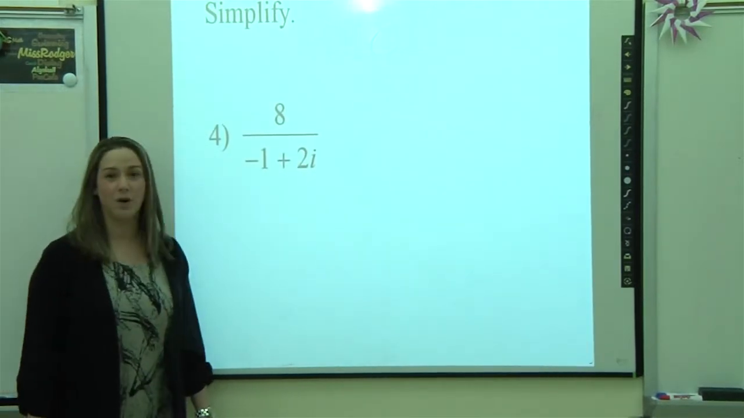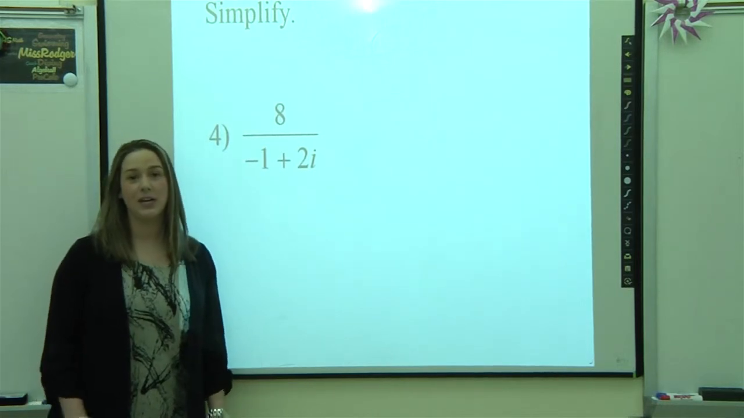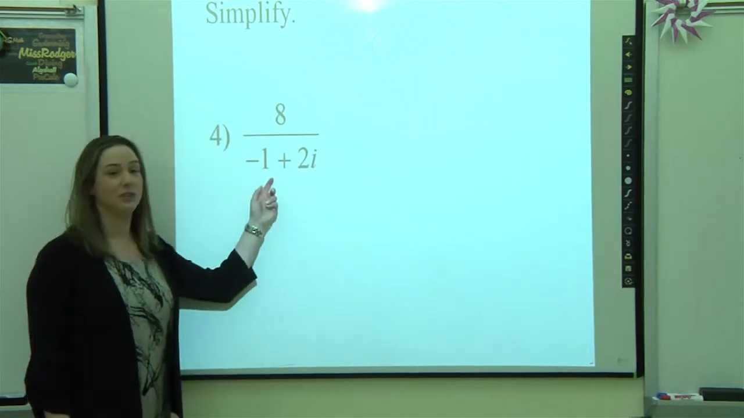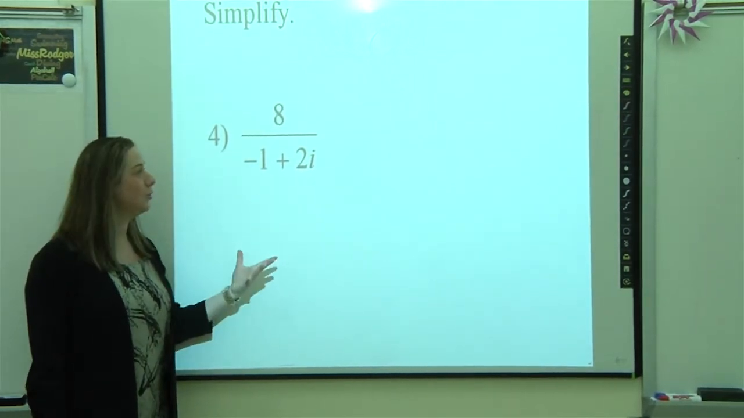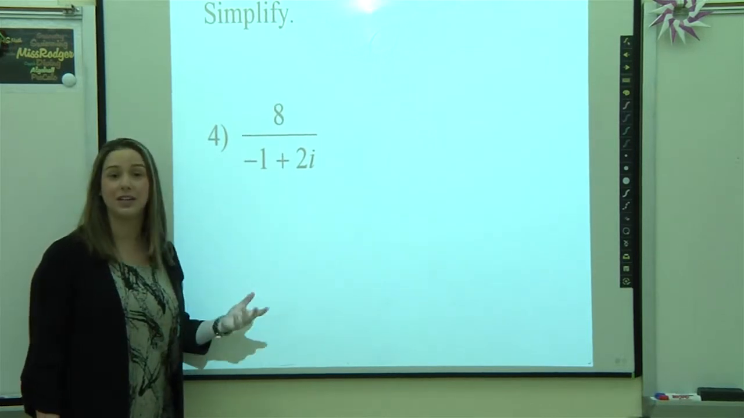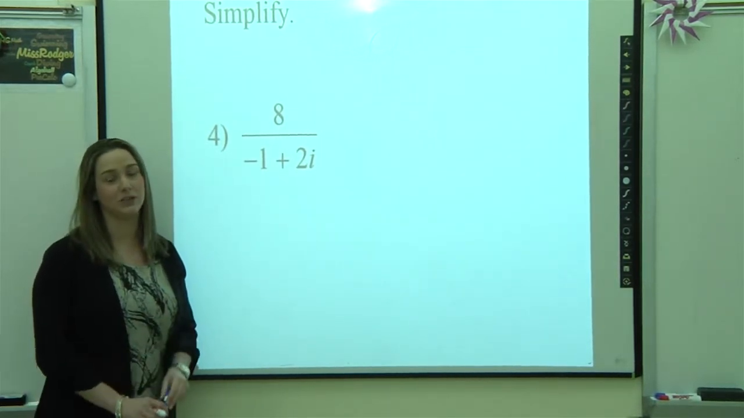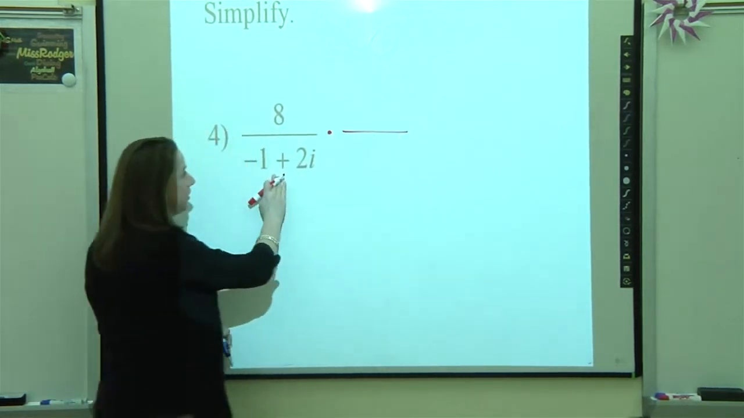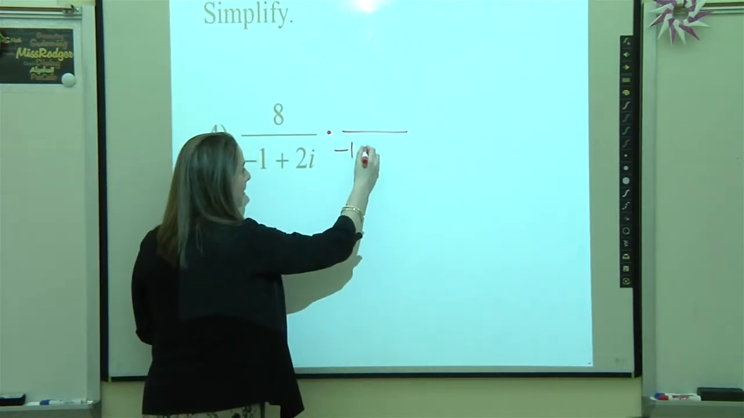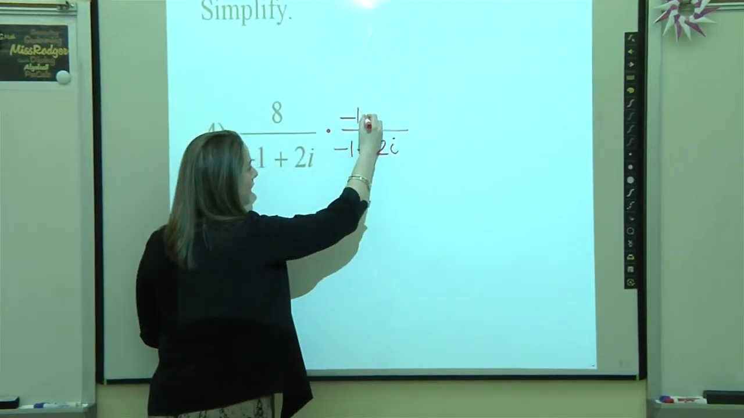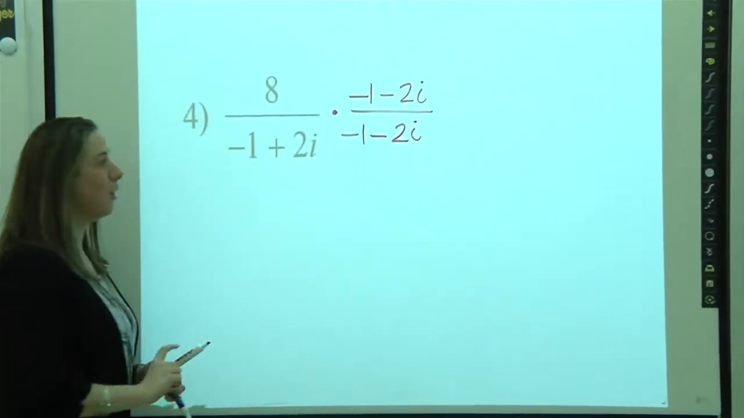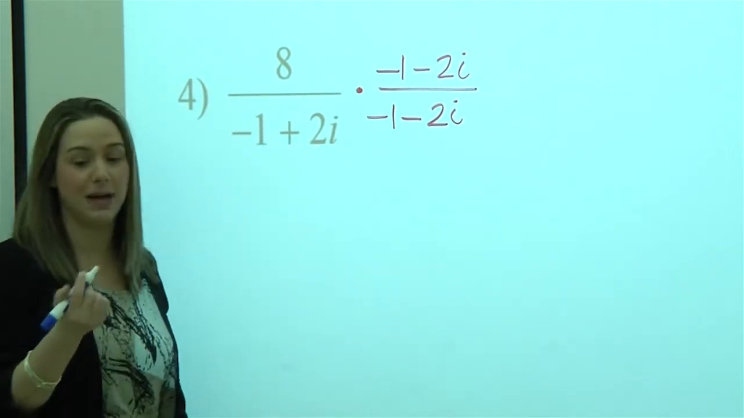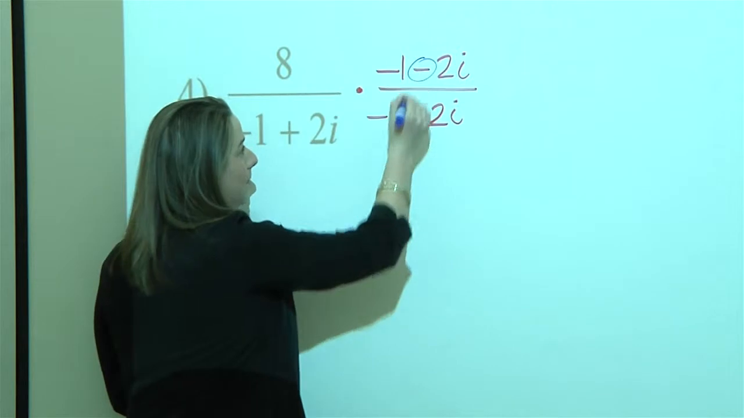Let's take a look at another problem. 8 all over negative 1 plus 2i. Similar to how we don't like radicals in the denominator of a fraction, we also don't like complex numbers in the denominator. So in order to produce a denominator with a real number, we multiply by what's called the complex conjugate. What that is, we multiply by whatever's in the denominator, negative 1 minus 2i all over negative 1 minus 2i. So what the complex conjugate does is it takes whatever sign is connecting the real part and the imaginary part, and it changes it to the opposite.